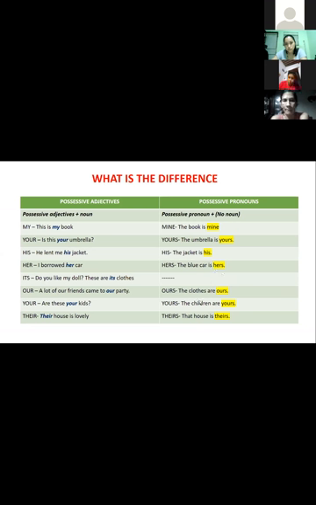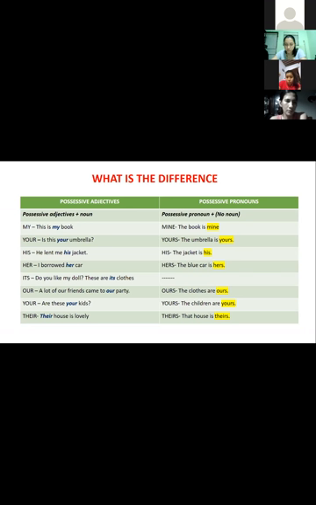Ours. The clothes are ours. Las ropas o la ropa es nuestra, ¿verdad? Yours. The children are yours. Los niños son de ustedes, ¿verdad? Theirs. Their house is theirs. Excuse me, the children are yours. Sí, los niños son de ustedes. And their house is theirs. La casa es de ellos.